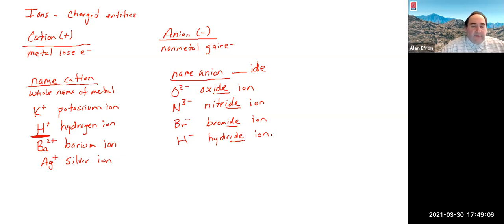So if you just simply have the ion by itself, either the cation, which is positively charged, or the anion, which is negatively charged, again, cation, whole name of the metal, and anion, IDE at the end of it. Any questions on that there?